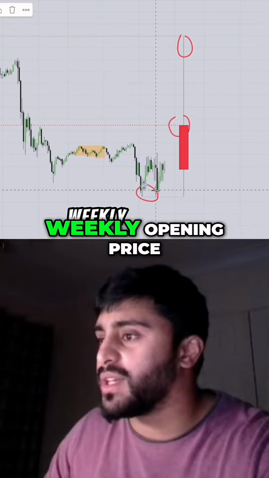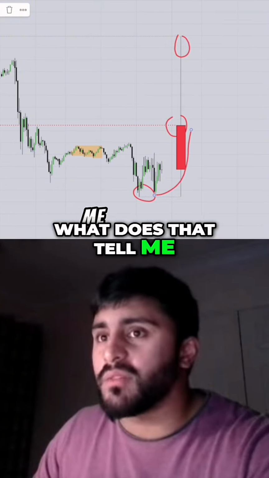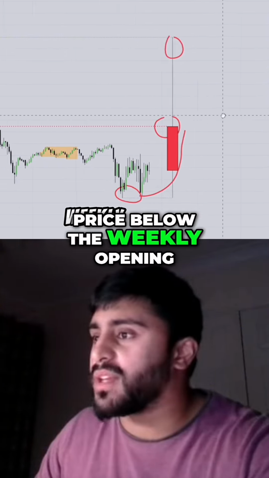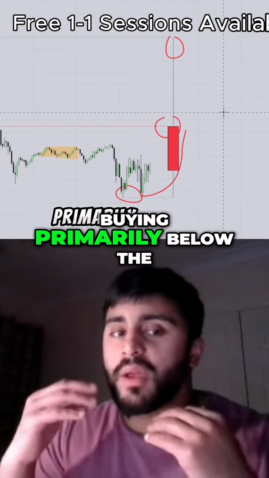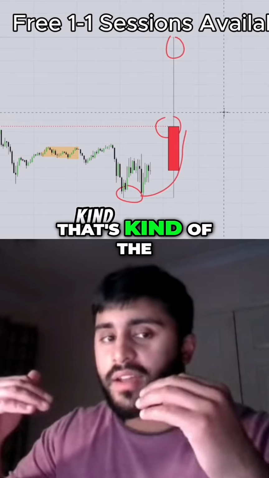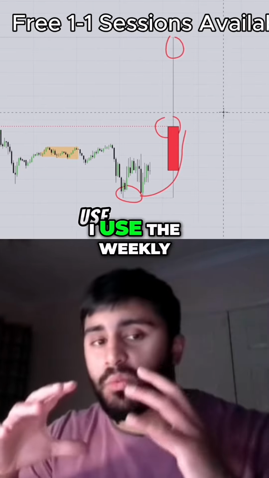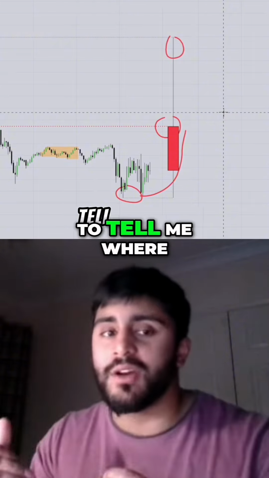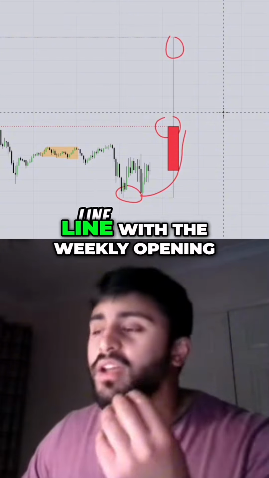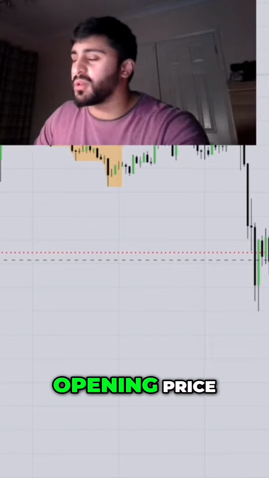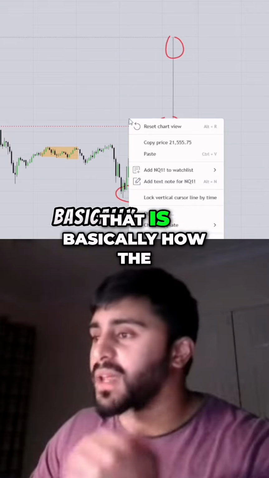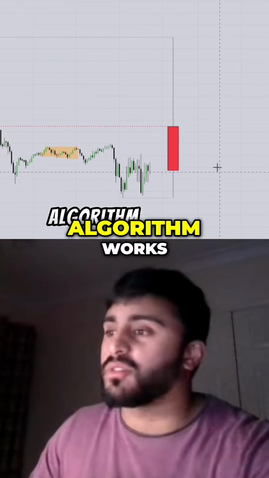So we are below this weekly opening price. What does that tell me, right? When I look at price below the weekly opening, I want to be buying primarily below the weekly opening. That's kind of the way I like to operate. I use the weekly power of 3 just to tell me where we are in line with the weekly opening. So we're below this weekly opening price, I look for buys. That is basically how the, I guess, algorithm works, right?